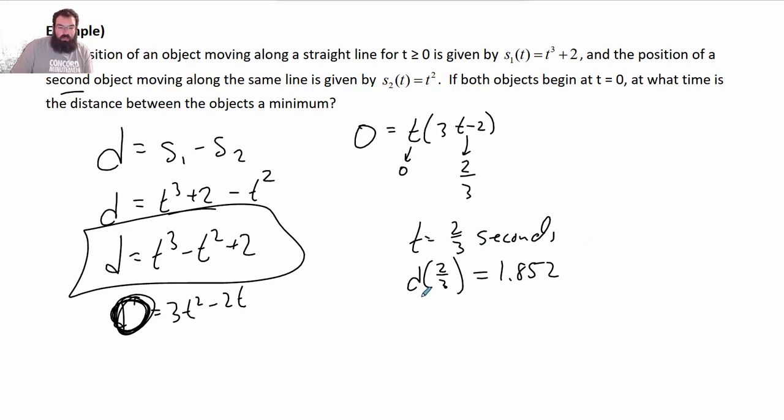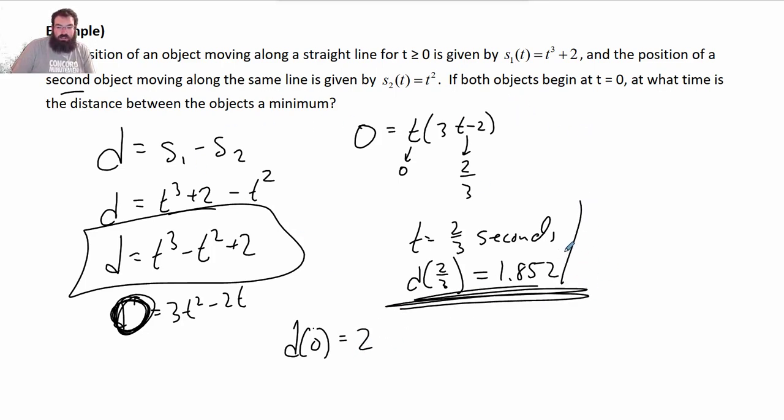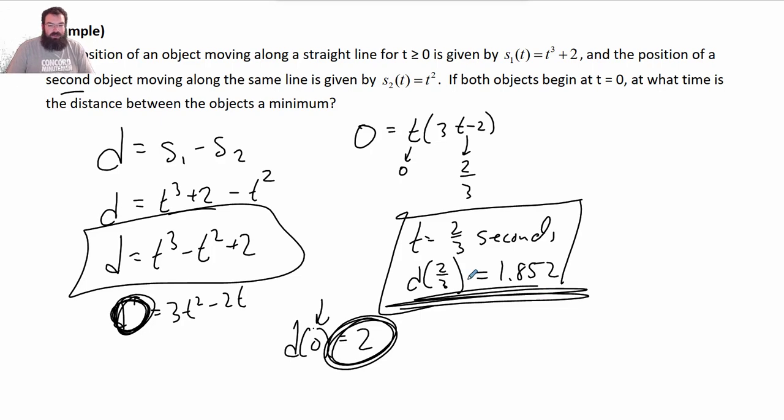But if you plugged in 0, that's where the particles really started. If I plugged in 0, I actually get 2, and so this is actually smaller. So you get 2 answers. I'm just thinking that 0 is probably not going to be the minimum point because that's where they start off and things didn't move yet. But we still have to test for it. Once I tested it, I found that it was 2, and d of 2/3 was 1.852, so that's obviously smaller, the minimum, so that's why we went with that answer.